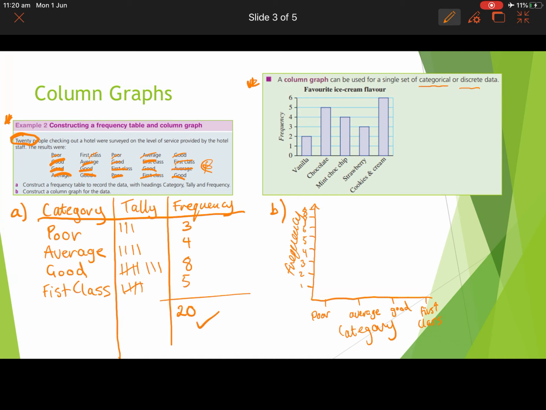Okay, so now that we've got our axes, okay, that's what we call that, we've labelled all of our sides, we've put all of our points in, we can now draw our columns. So for poor, we had 3. So we're going to go up to 3 and draw a little column over it. Colour it in. Okay, average, we had 4 people. Okay, so that one went up to 4. For good, we had 8 people.